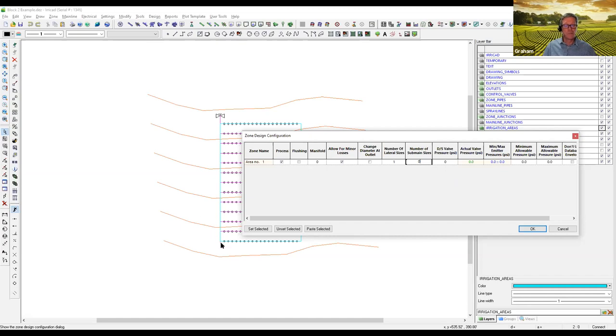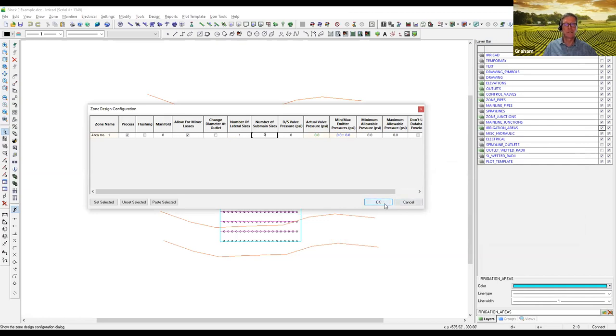and let IRRICAD come up with the sizes. If it ends up with some sizes that I think are too small, I can change those back and analyze it and see if that affects my pressures significantly. So there are a couple of things in the zone design configuration file.